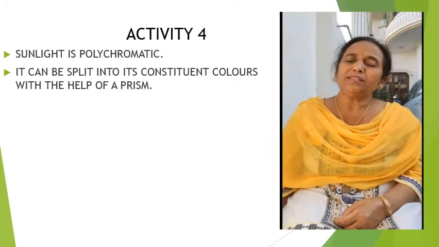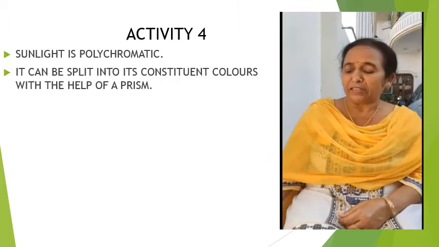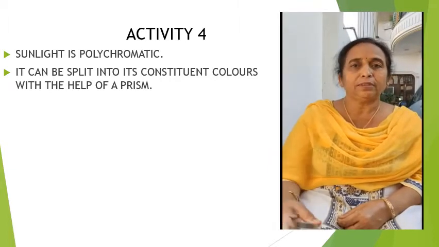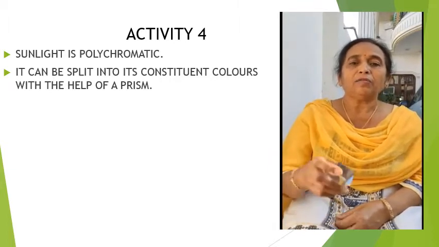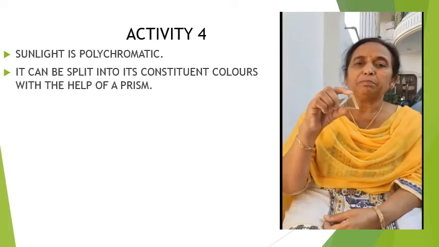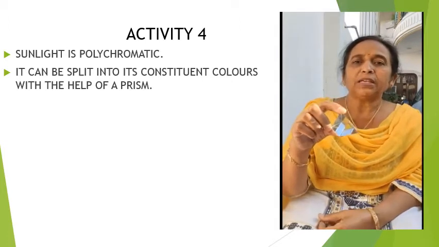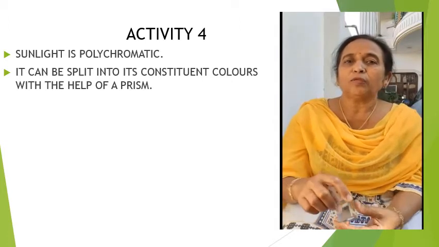Here to show that the sunlight is made up of 7 different colors, we are going to perform another activity. To perform this activity, I have a transparent object. This is known as a prism. With the help of this prism, we are going to see the spectacular colors of the sunlight.